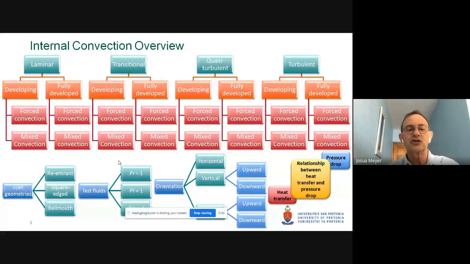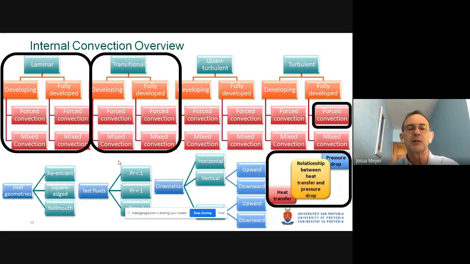Then also the orientation of the tube can play a big role in terms of it being horizontal or vertical, and if the flow is going upwards or downwards. And then lastly, we can also look at the correlation between heat transfer and pressure drop data. So what we did over the past 10 years is we looked specifically at the laminar and transitional flow regimes, a part of the turbulent flow regime, as well as the relationship between pressure drop and heat transfer.